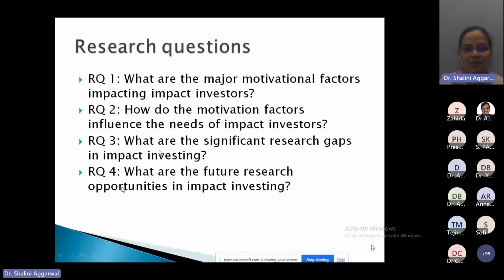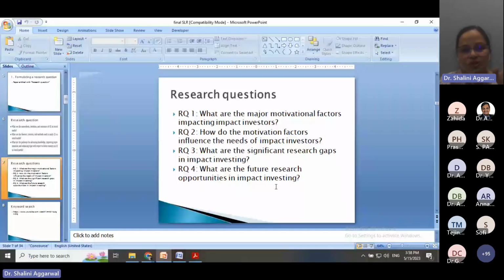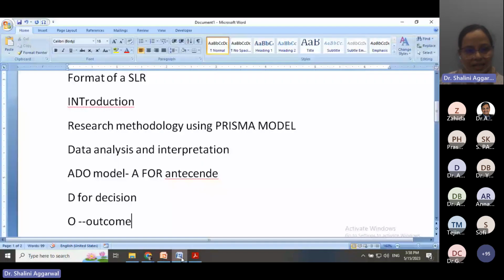So what is the first step to decide or to discuss the research question? This is the first important step when we are talking about the SLR, right? So the research questions become a part of the introduction.